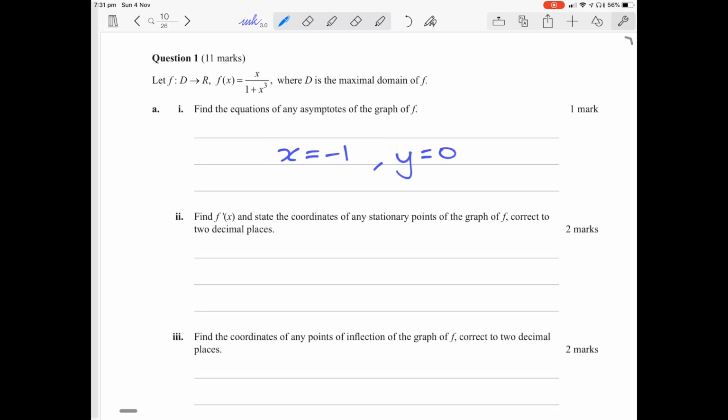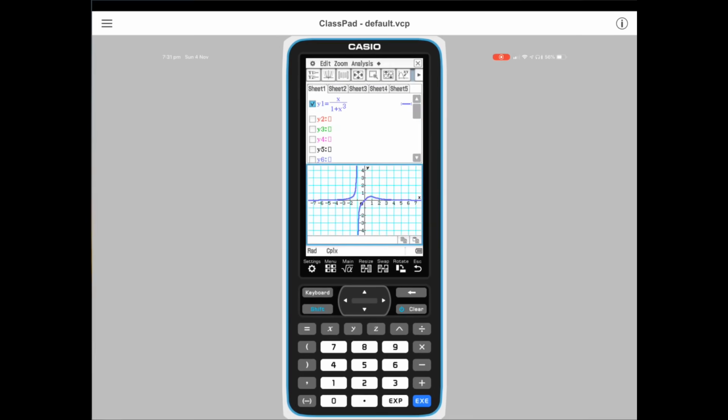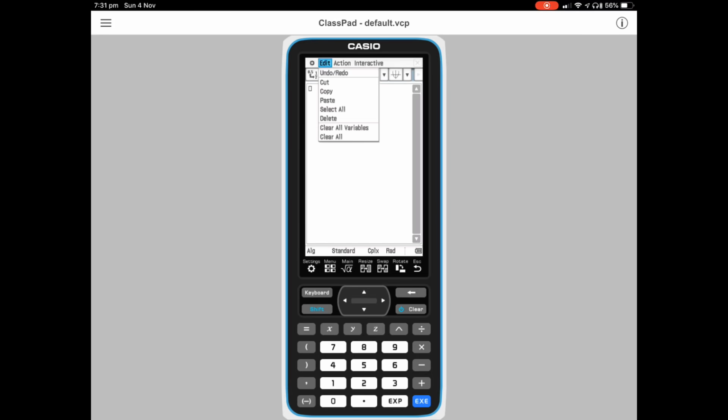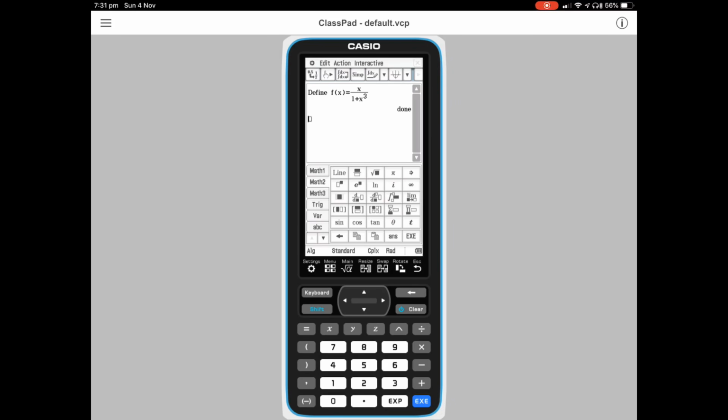Find f dash of x and state the coordinates of any stationary points, correct to 2 decimal places. Okay, so we're going to grab that, edit copy, go out, edit paste, highlight interactive define. Then we want to find d/dx of f of x. Okay, simplify, set that equal to 0, solve.